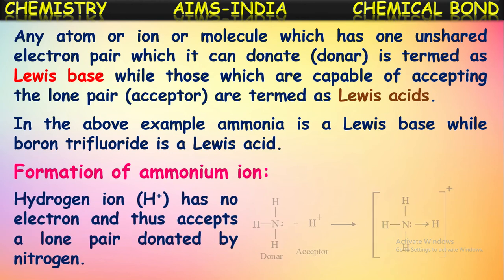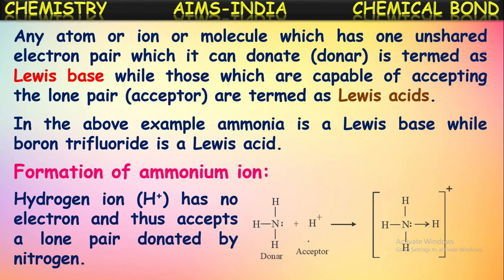In this, the hydrogen ion has no electrons and thus it is ready to accept a pair of electrons which can be donated by other molecules. And we have seen just now in the previous example about ammonia. Ammonia is ready to donate a pair of electrons because it has one lone pair of electrons and it is with a complete octet.